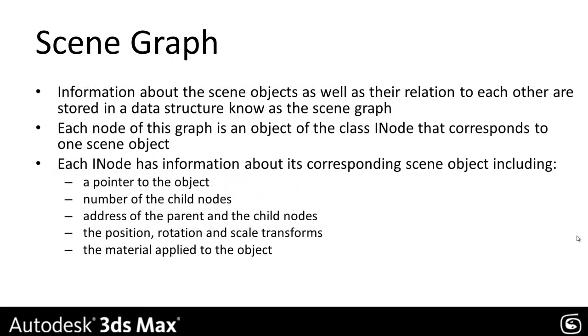So that brings us to the scene graph. Any information about scene objects as well as their relation to each other are stored in this data structure known as the scene graph. Each of the nodes in this graph is an object of the class INode, and that corresponds to one scene object. So each INode has information about its corresponding scene object, including a pointer to the object, the number of child nodes, the address of the parent and the child nodes, the position, rotation, and scale transforms, and the material applied to the object.